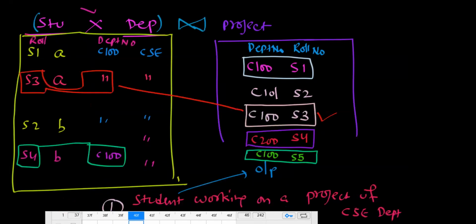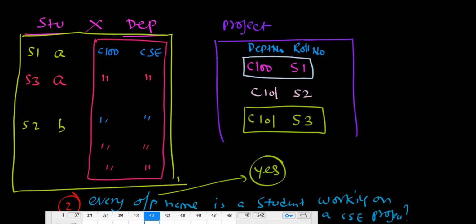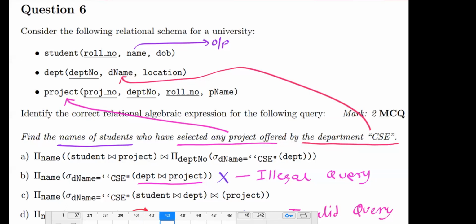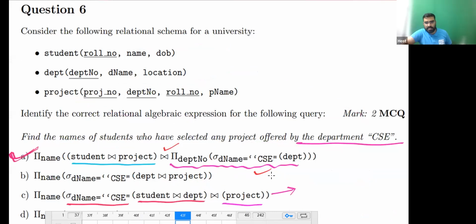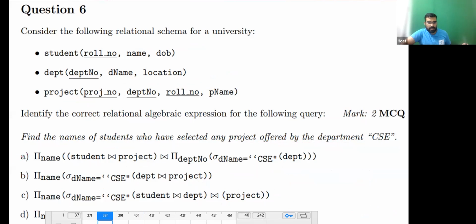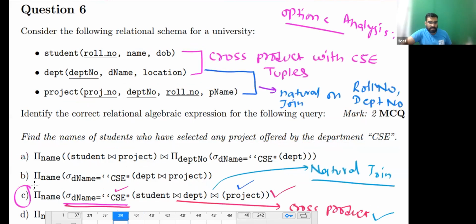Okay, sir, I'll look into it. I have understood. I'll try a couple of cases, and if there is anything, I'll message on the group. Okay, sure, no problem. You can check it out and work it out, but I think this is the correct option. So option C is actually correct.